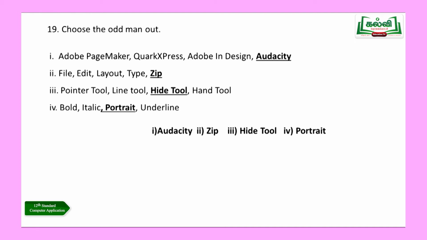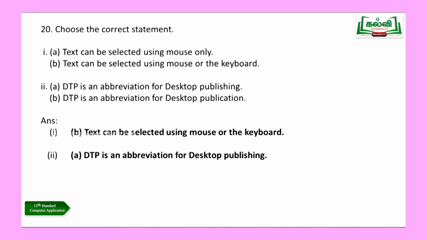Next we will move on to the 20th question. Choose the correct statement. There are 2 statements given, and you have to select the correct statement from them. First: text can be selected using mouse only. Second: text can be selected using mouse or the keyboard. It's a very easy question. You know very well you can use both mouse and keyboard to select a text.